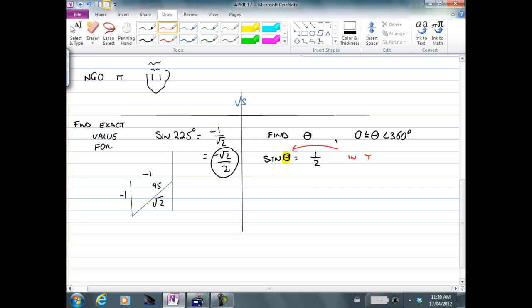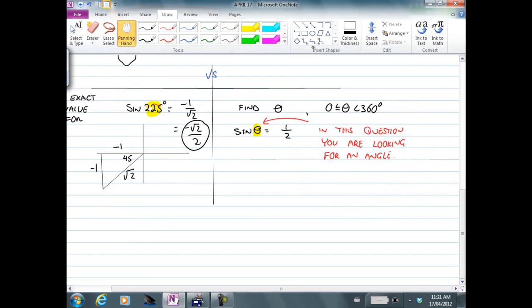In this question, you are looking for theta. You are looking for an angle. See, in this question, you are looking for an angle. In the other question, I'm given an angle. You do actually have 2 answers to this one. So, how do you know you have 2 answers in this one?